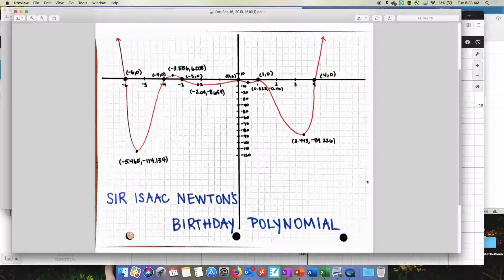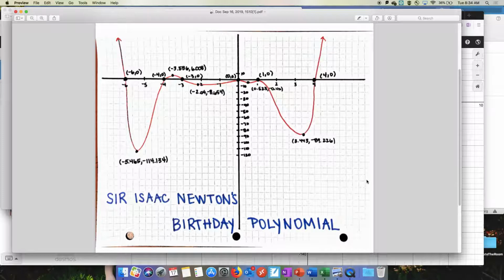I also don't want this to be done in pencil. So you can preliminarily do it in pencil, but then go over it with either marker or pen. Make it look colorful if you want, okay? Sir Isaac Newton, his favorite color was scarlet, so I made his birthday polynomial red, okay?